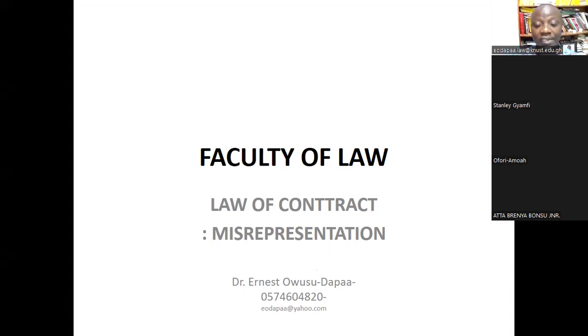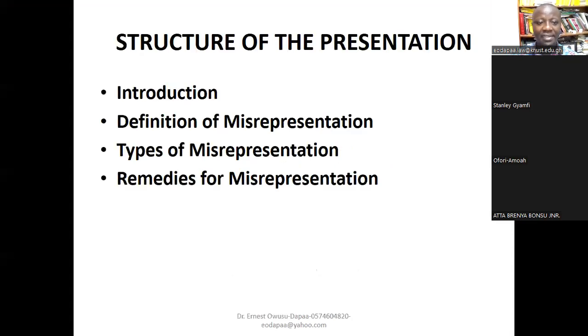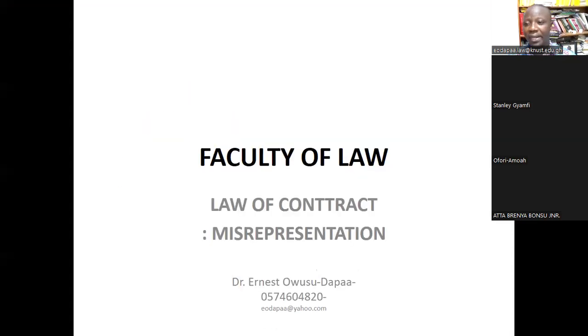So we are continuing with discussion of vitiating factors. So far, we have covered mistake as a vitiating factor. And for that matter, we propose to continue with another vitiating factor, misrepresentation.